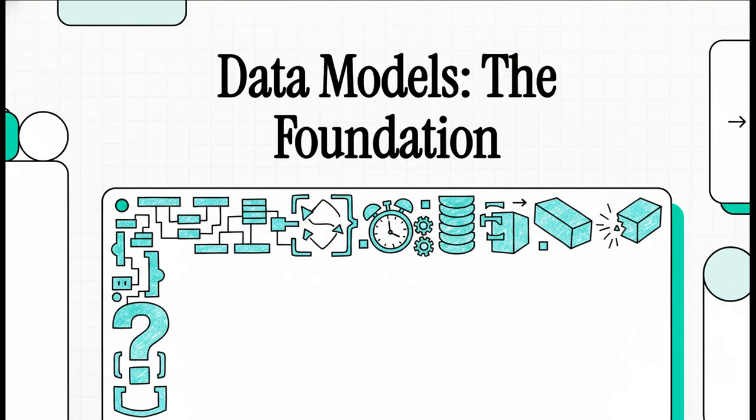Okay, so when you're building software, you're making big decisions all the time. But what if I told you the single most consequential choice you'll ever make happens way before you write a single line of business logic? I'm talking about the data model. And let me tell you, choosing the wrong one doesn't just slow you down, it can literally stop you dead in your tracks, making entire features impossible to build.